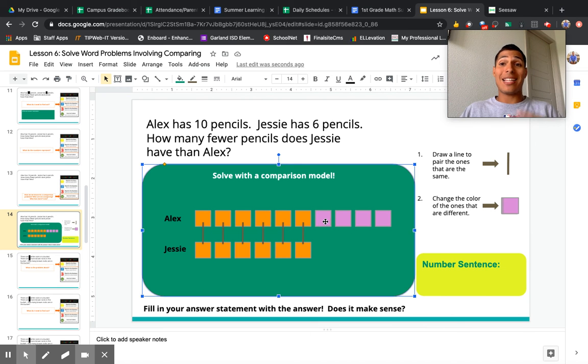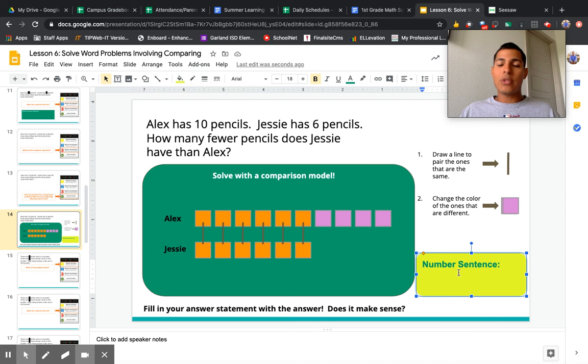So, how many fewer pencils does Jesse have than Alex? So, we know Alex has 4 more, right? We know Alex has 4 more than Jesse. These are the ones that we changed. So, Jesse has how many fewer? 4, right? It's the same. If Alex has 4 more, Jesse has 4 less than Alex. Jesse has 4 fewer pencils, right?